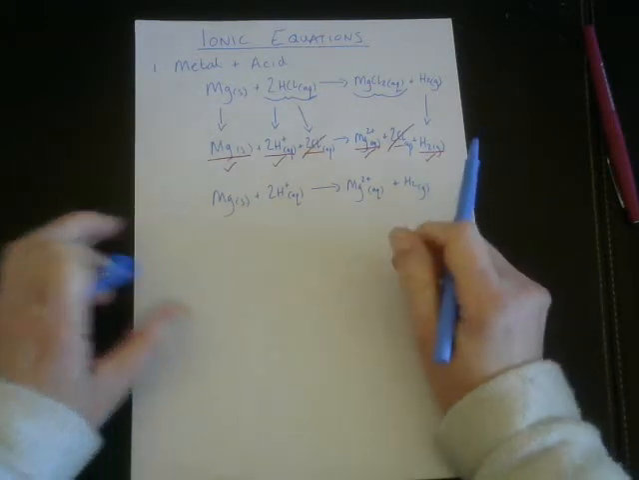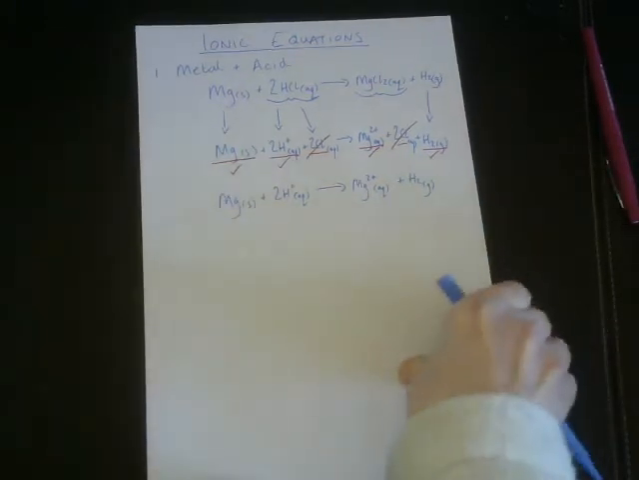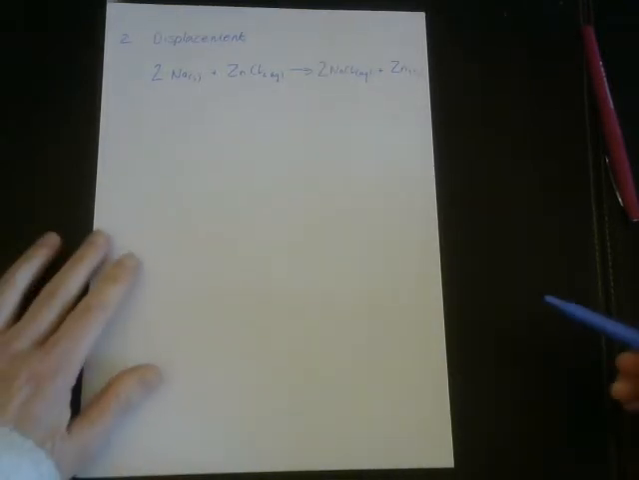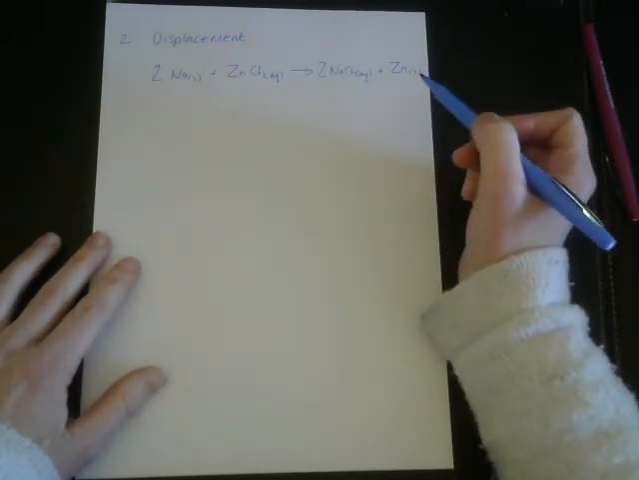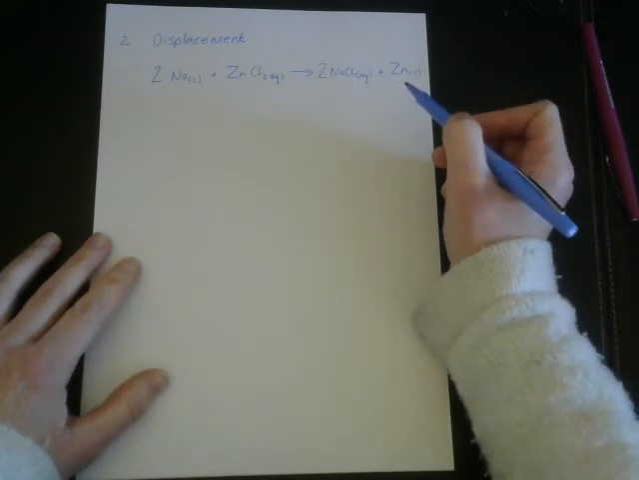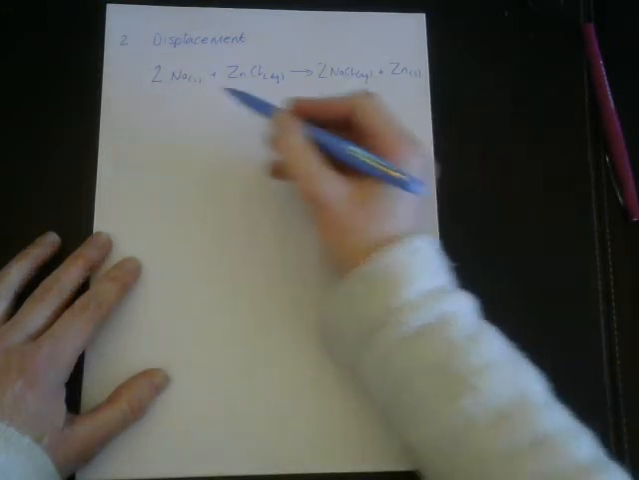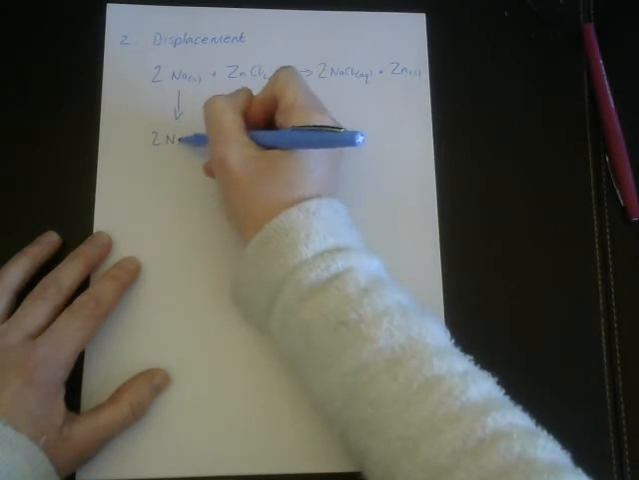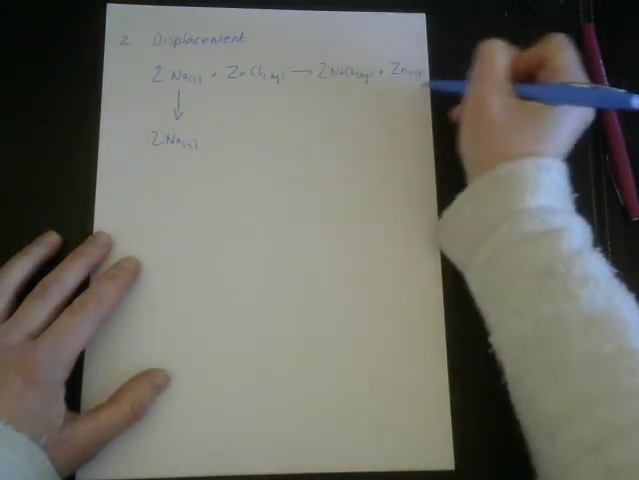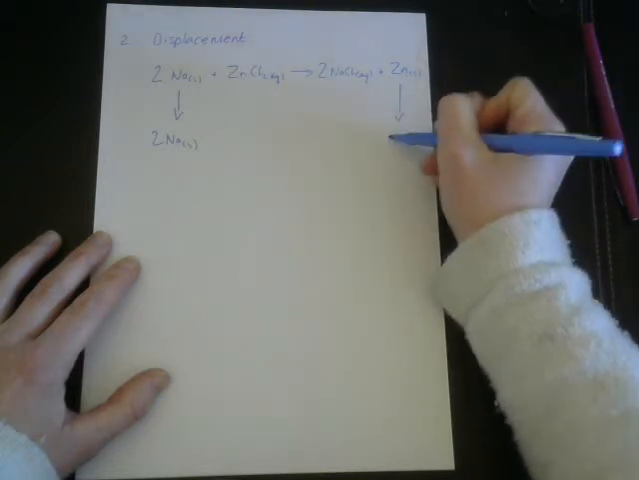Okay, right then, let's go on to a displacement reaction. So the displacement reaction that we're going to do is sodium added to zinc chloride, which makes sodium chloride and zinc because sodium is more reactive than zinc. Okay, so let's go with the rules of keeping everything in that's either a solid, a liquid or a gas. So we've got a solid sodium, so we're definitely going to keep that in. Our zinc over here is a solid, so we're going to keep that one in.